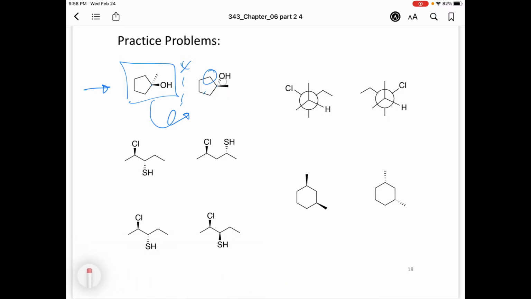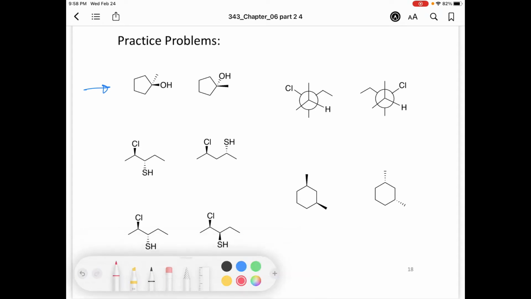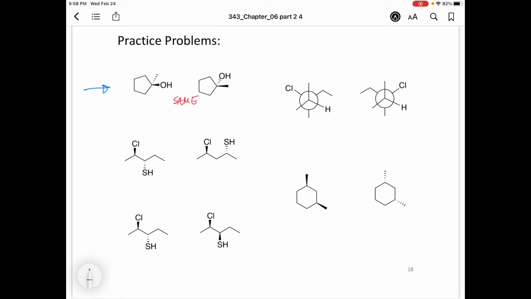This is why I taught you R and S first, because it's probably one of the fastest ways to check. If there's no R and S, they are definitely not enantiomers. We draw this on the piece of paper showing the OH coming forward, and now the OH is going back on this side, but there's no chiral center. That means there's no mirror image. The relationship that you would write for these two molecules is simply same. These are the same molecules.